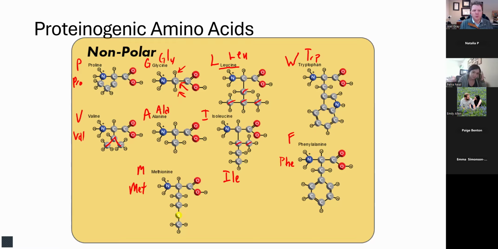1, 2, 3, 4 carbons that make up those R groups. And well, isoleucine is simply an isomer of leucine.